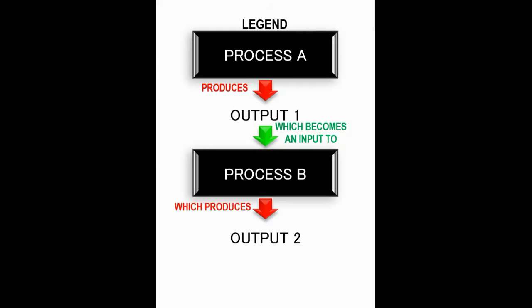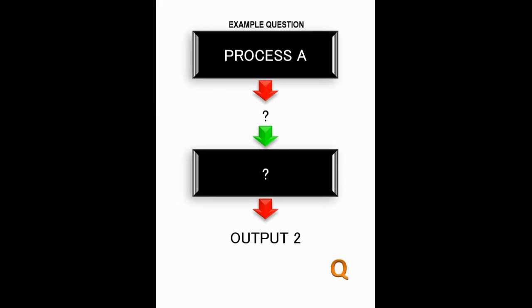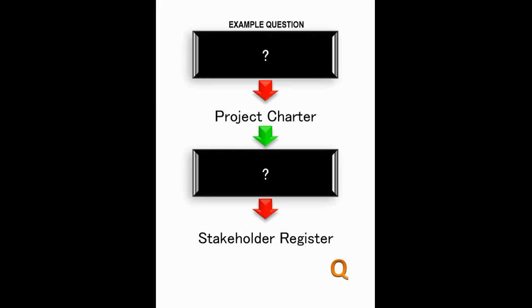The way it works is you're shown a screen with a process and an output, and you're meant to guess where the output goes and what comes out of the process that output goes to. For example, take a look here. Process A gives you an output, and that output goes into another process that gives you an output. And then you see the answer on the next screen. So let's look at this example question.